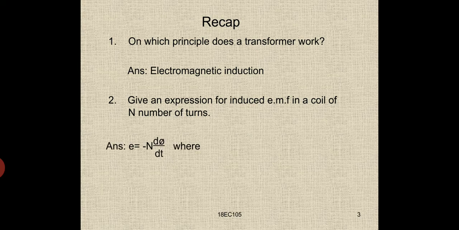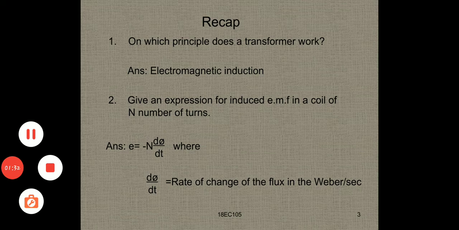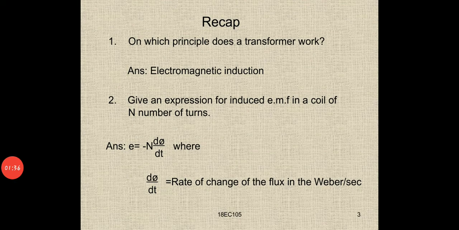E is equal to minus N dφ by dt, where dφ by dt is the rate of change of flux in Weber per second, N is the number of turns in the coil, and E is the EMF that is induced in the coil.